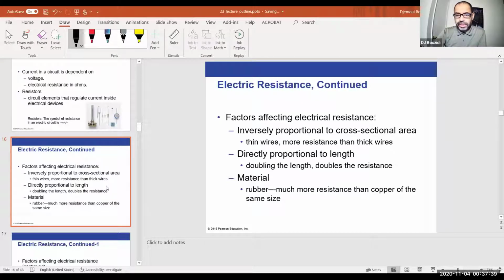The thing to remember about resistance in general is that it's inversely proportional to the cross section. Thin wires, more resistance. It's directly proportional to the length. The longer the wire, the more resistance. And of course, it depends on the material itself. So that's basically what resistance is. There is a formula for it. The resistance is equal to the resistivity, which is a property of the material, times the length of the wire divided by the cross section.